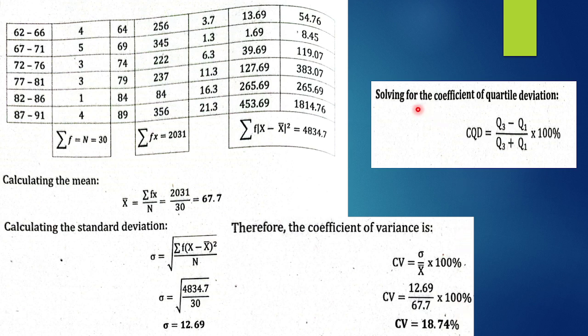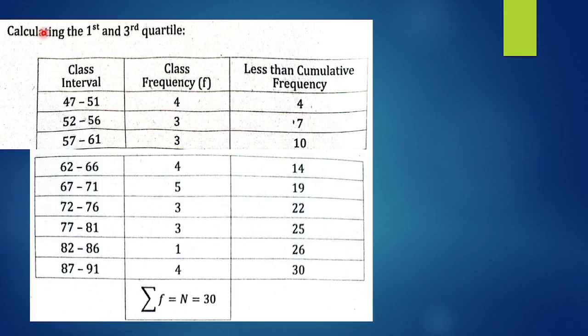Let's proceed solving for the coefficient of quartile deviation. Our formula for getting coefficient of quartile deviation is CQD, that is the denotation of coefficient of quartile deviation, equal to Q3, the third quartile, minus Q1, the first quartile, all over Q3 plus Q1, and then the quotient of this one, we multiply it to 100%. So this would be our first process, calculate the first and the third quartile. Using the same table here, our class interval is just the same. We do have 9 class intervals.